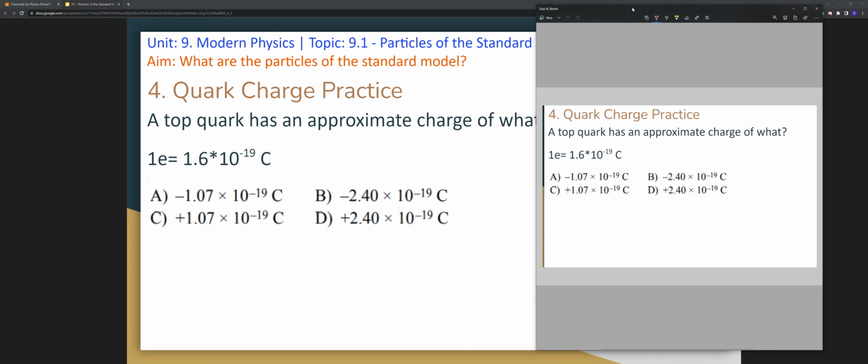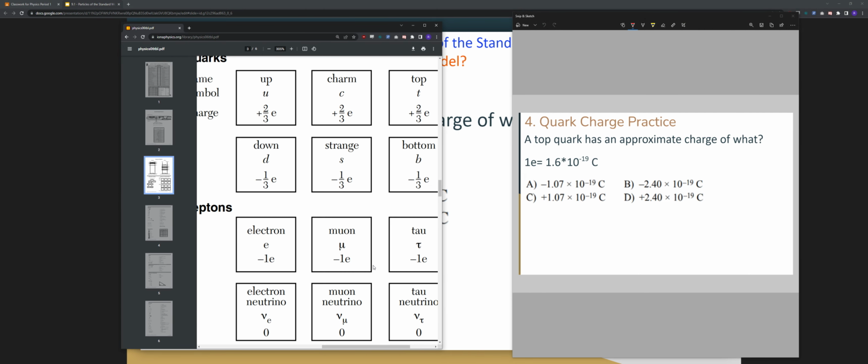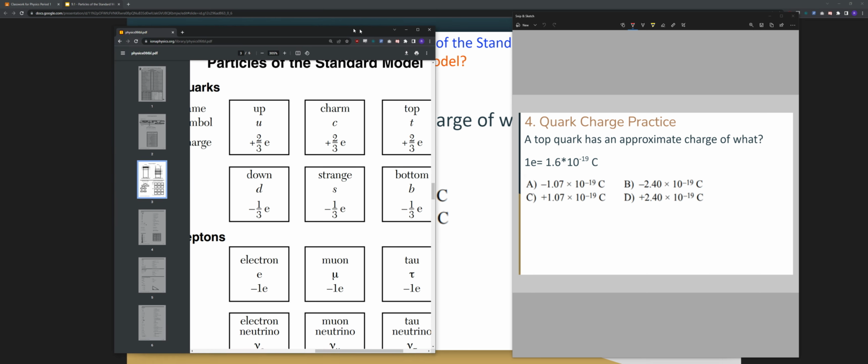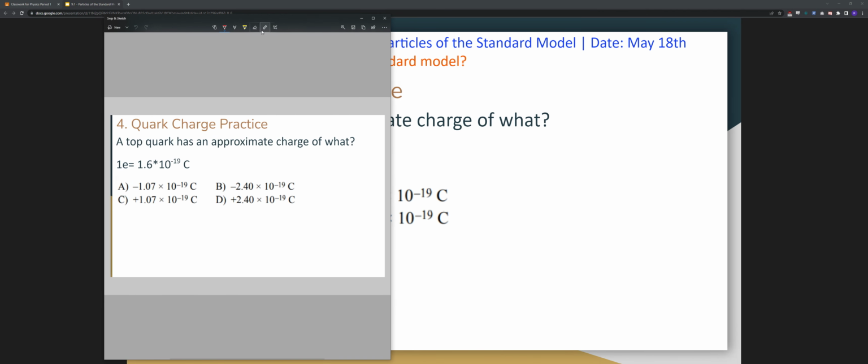You realize that a top quark has a charge of, as it says on your reference table, positive 2/3 e right here. And so a top quark has a charge of positive 2/3 e, which means that two of these choices are automatically incorrect, right? You can't have a negative charge if you're positive. And a top quark has a charge of positive 2/3, which means it's less than 1.